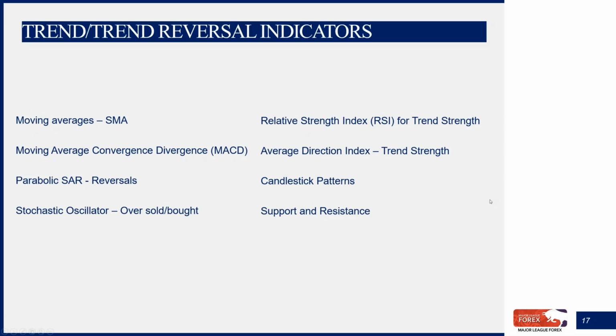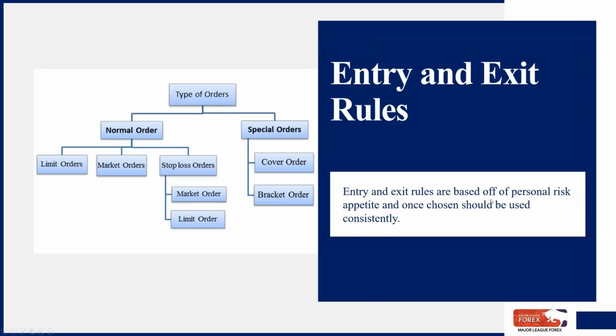All right. So let's talk about the entry and exit rules now. Entry and exit rules are based off your personal risk appetite, and once chosen, you should use them consistently. What I mean by that is, don't go in and say, I'm going to use out of the money and I'm going to take profit when I double my money, and then after 5 trades, mix it up and try something else. You cannot do that.